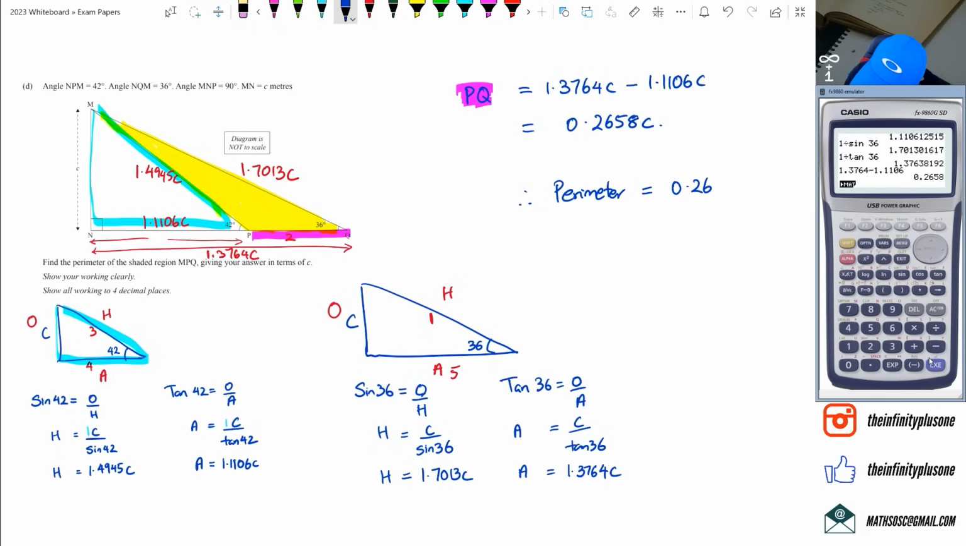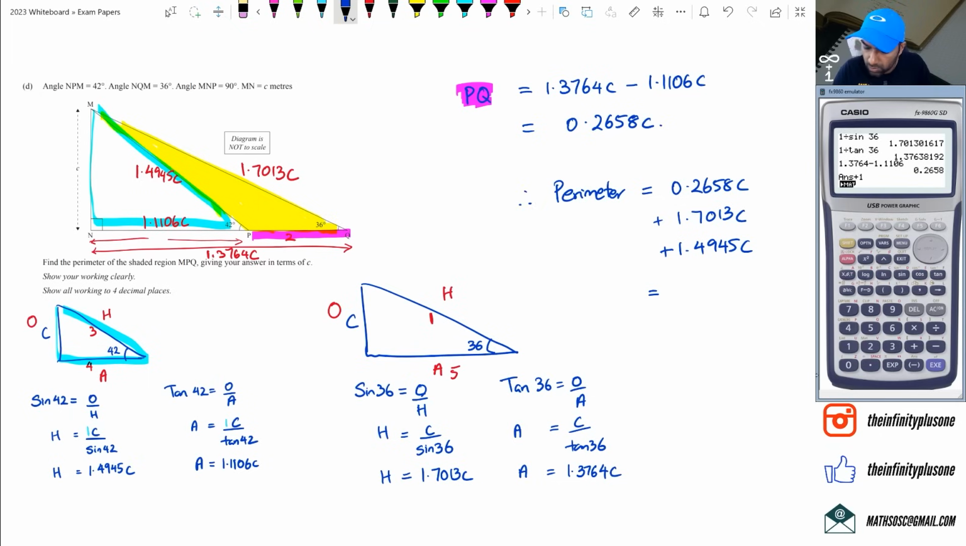Therefore, perimeter equals 0.2658c plus 1.7013c plus 1.4945c. And when I work out the totals, I am going to get 3.4616c.